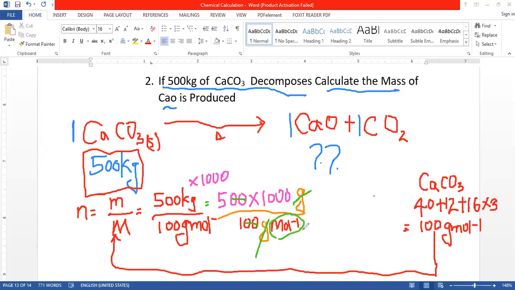So the answer, the calcium carbonate mole, how much? 5,000 mole. We have found it, please take a screenshot. I'm going to erase this one. We have found 5,000 mole of calcium carbonate. If we use kilogram, which is totally wrong, what you have to do is change into gram here.